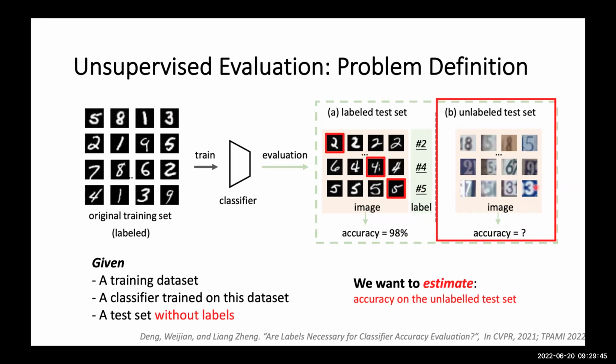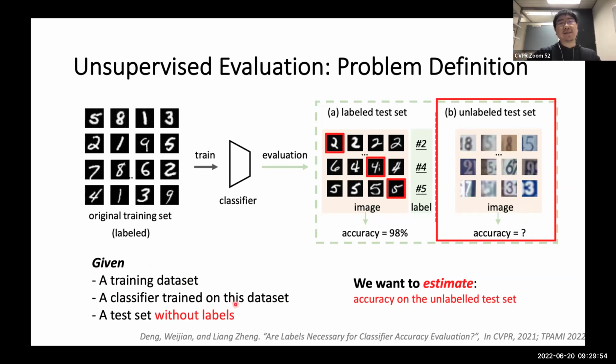Okay, so in summary, we are given a training data set and a classifier trained on this data set. We are also given a test set without labels. We want to estimate the classifier accuracy on this unlabeled test set.